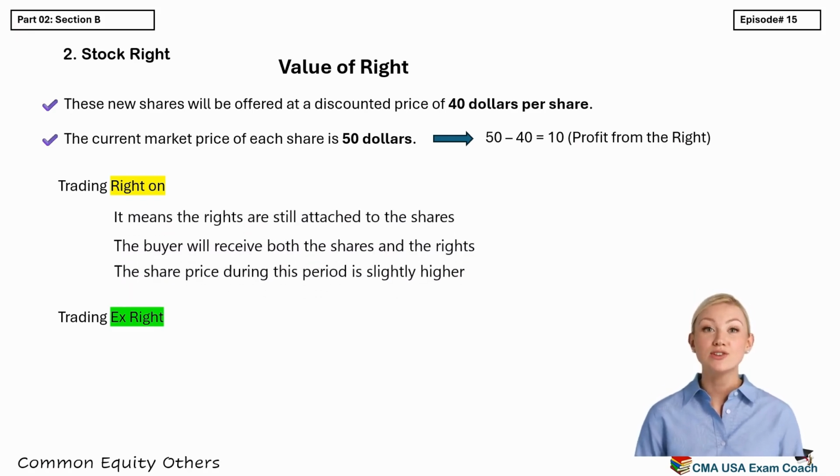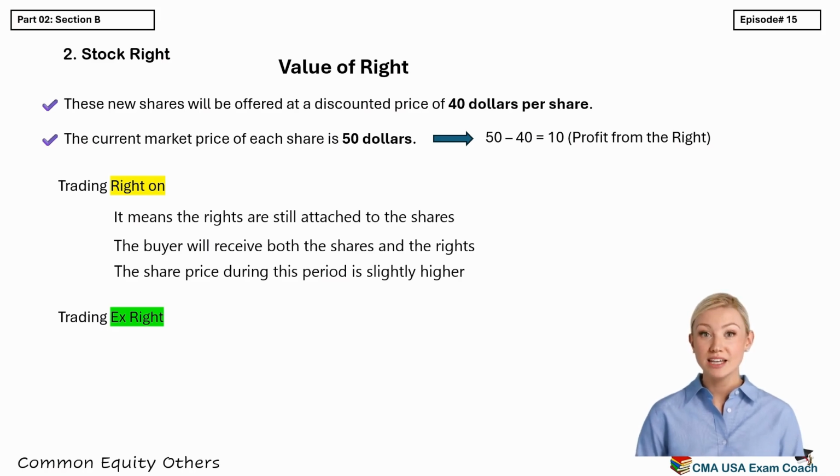When a share is said to be trading right on, it means the rights are still attached to the shares. So, if an investor buys the shares during this period, before the X right date, the buyer will receive both the shares and the rights. The seller transfers the rights along with the shares. That's why the share price during this period is slightly higher, because it includes the value of the share plus the value of the attached right.